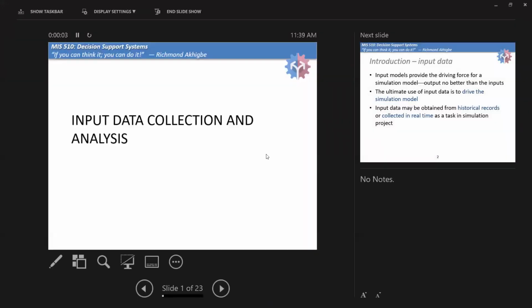Okay, so as I said, there are mainly two things left in terms of lectures. One is related to data collection and analysis, and the second one is about validation and verification. Again, all these things are on the simulation project workflow diagram, right?